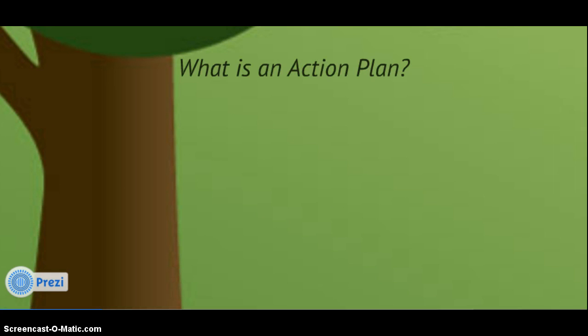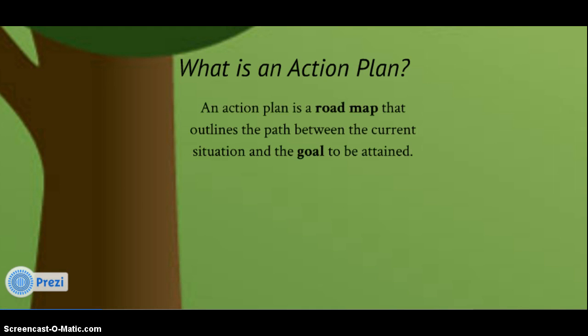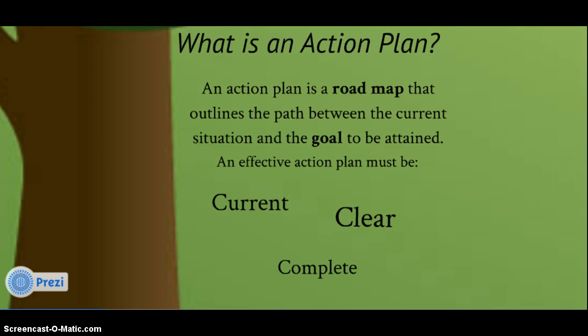If you don't know where you're going, you are likely to end up anywhere. An action plan is a roadmap that outlines the path between the current situation and the goal to be attained. An effective action plan must be current, clear, and complete.